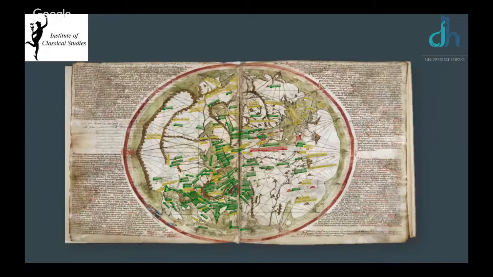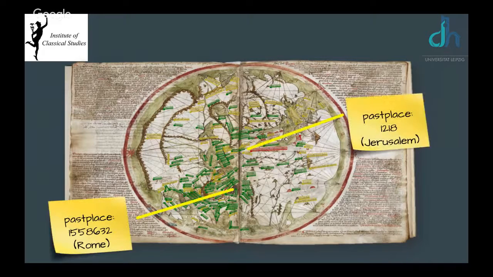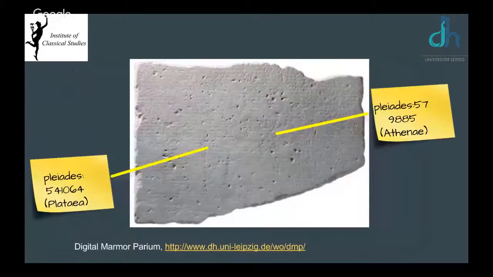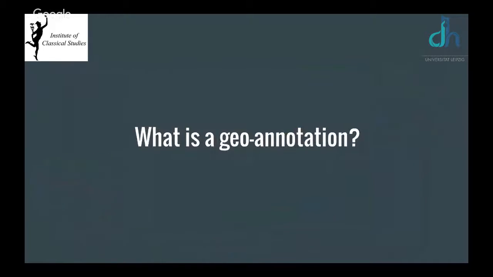You can do this on a document, on a literary source, but you can also do the same if you're working on images that bear some kind of geospatial information. You can do the same if you're working on text-bearing sources. So for example, this is an image of the Marmorparium, and if you can find some kind of geospatial information in here, you can do pretty much the same work as in any other type of source that bears some kind of text.